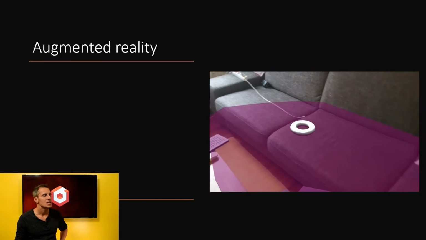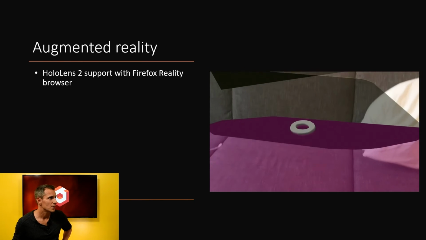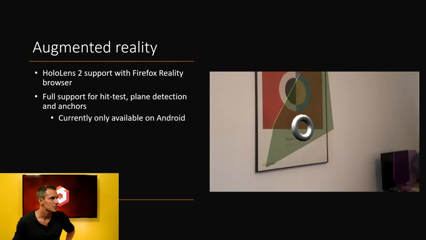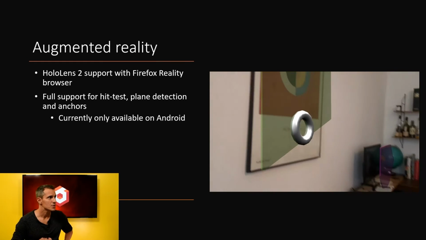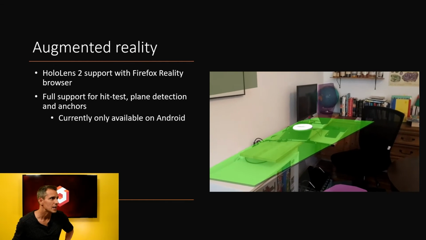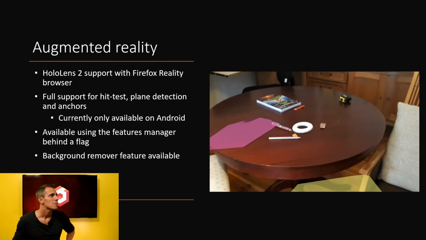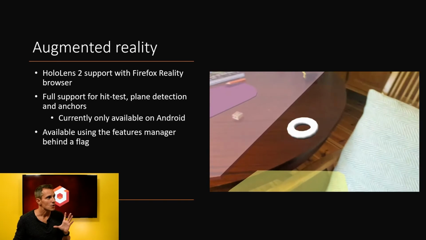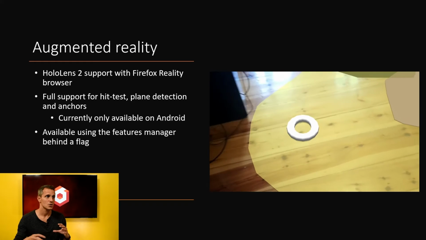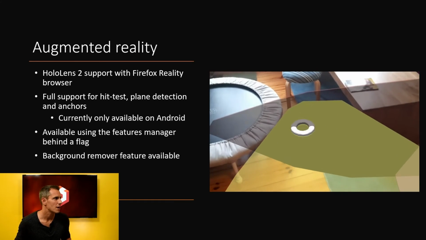Another part is augmented reality, AR. It's supported in HoloLens 2 with the Firefox Reality browser. In terms of features, there is hit testing, there is plane detection, you can see on the right here, and this is for now available just on Android. There is a feature manager, so they're available behind this feature manager that I was mentioning before, so you can just load some of those specific features. Right now they are behind a flag.